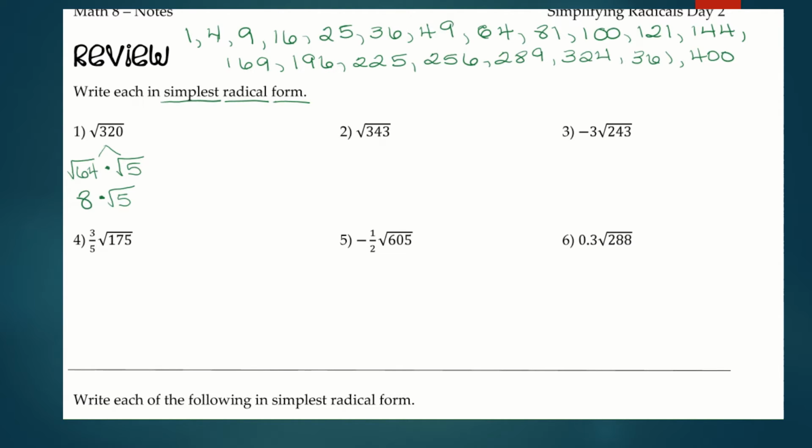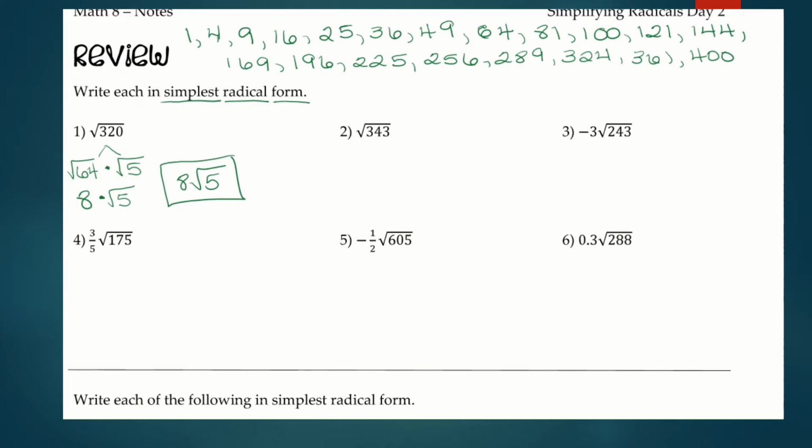So in this case, for number 1, the only thing I have left to do is really take out that multiplication sign in the middle and write 8 root 5. So this is the square root of 320 in simplest radical form. If you were to type in the square root of 320 into your calculator, you would come up with the exact same value as if you typed in 8 times the square root of 5. So these are the exact same values, just written a little differently, written in simpler form.